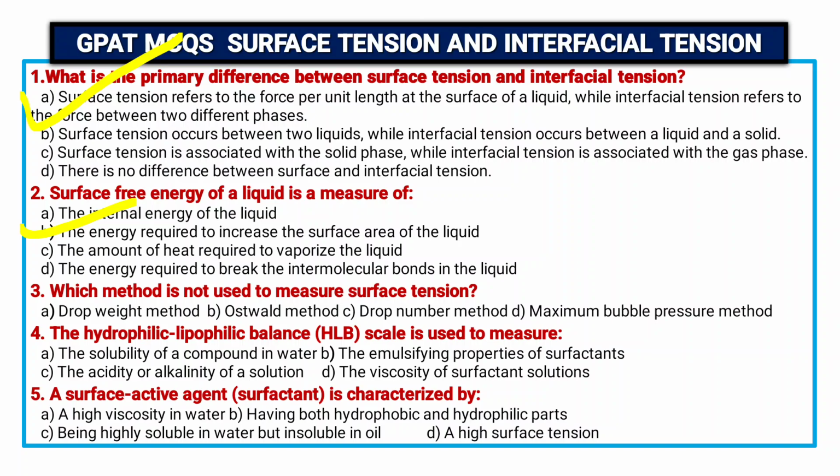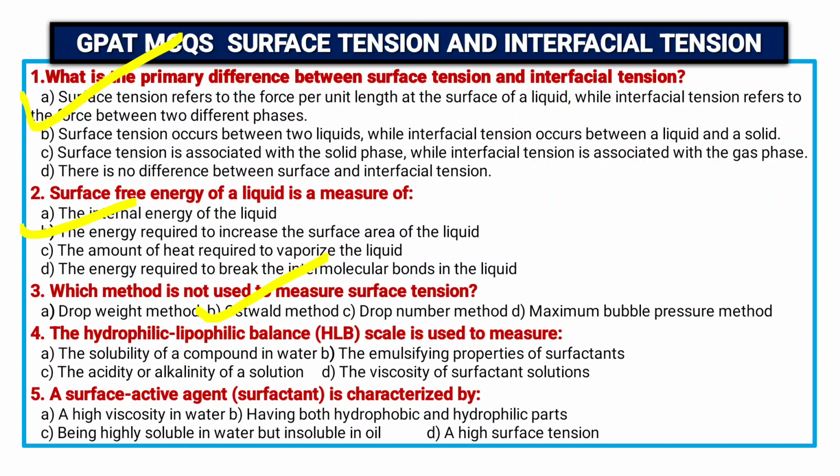Next question: which method is not used to measure surface tension? A. Drop weight method. B. Ostwald method. C. Drop number method. D. Maximum bubble pressure method. The drop weight method can measure surface tension, drop number also, and maximum bubble pressure method also. But the Ostwald method determines viscosity. So that is the method that is not used.